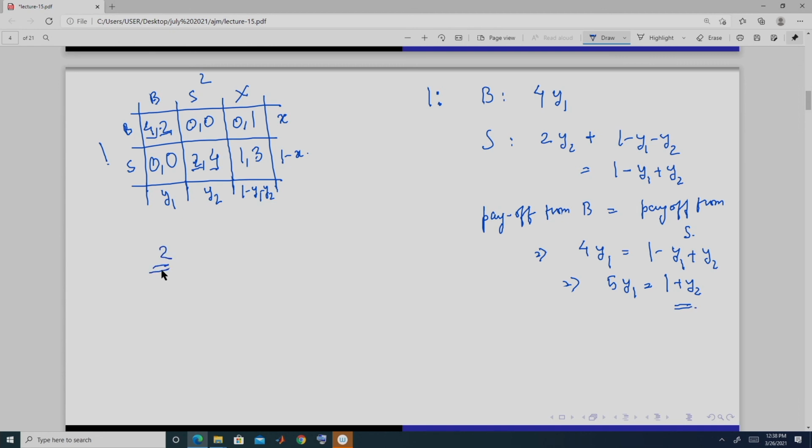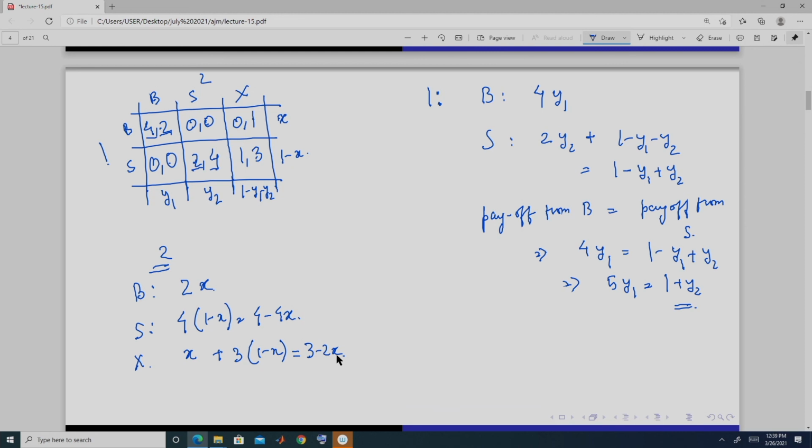Player 2. If player 2 plays B, its payoff is 2 with probability X, so it is 2X, and it is 0 with 1 minus X. If it plays S, its payoff is 0 into X and 4 into 1 minus X. So, this is 4 minus 4X. If it plays capital X, then it is 1 with X plus 3 with 1 minus X. So, it is 3 minus 2X. Okay.